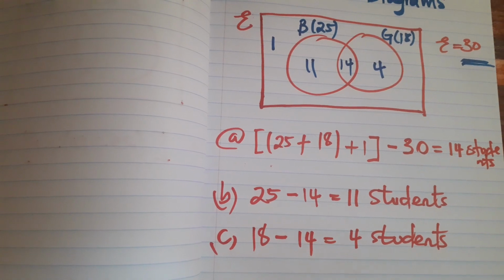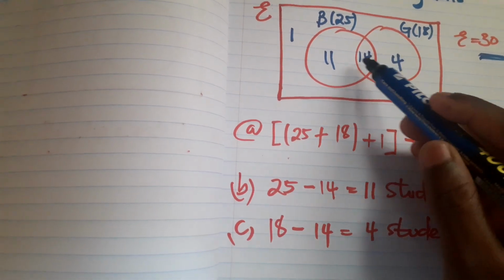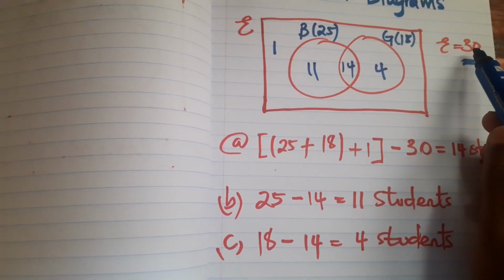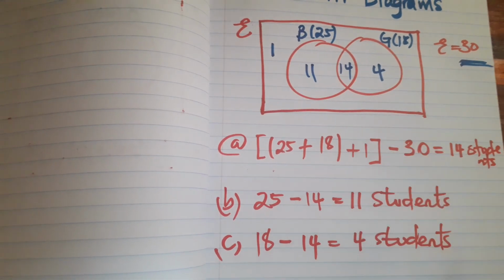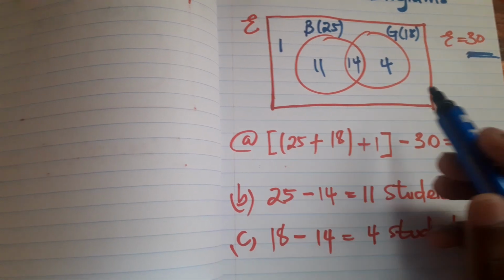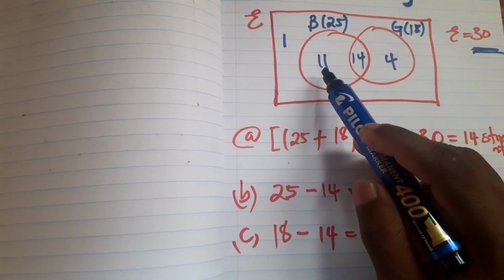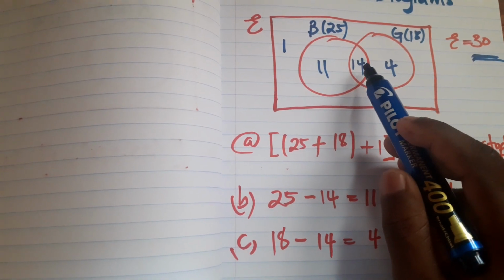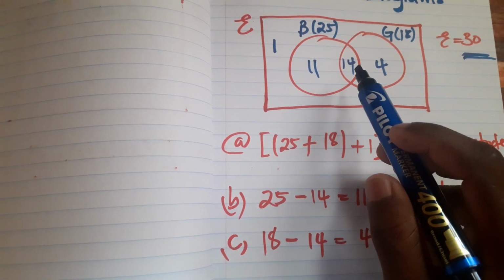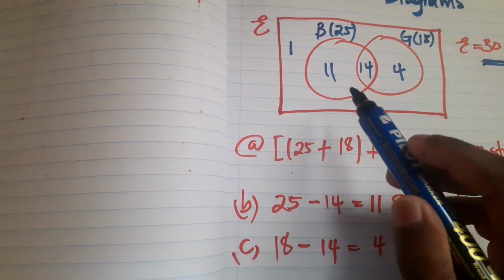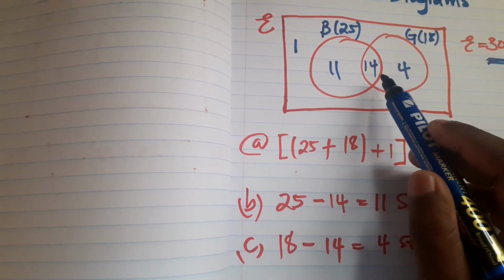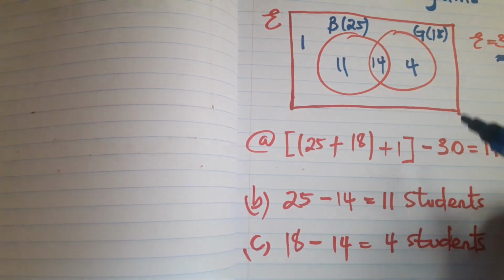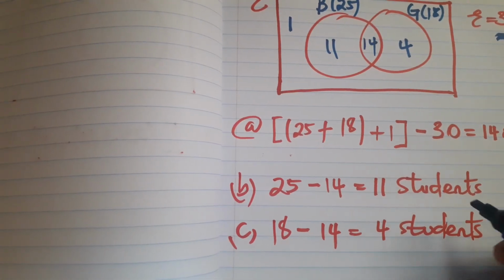Now if we add 4 plus 14 plus 11 plus 1, we should add up to 30. Otherwise, if they don't add up to 30, that means there's something wrong. Sorry, 11 plus 14 is 25, plus 4 is 29, and then plus 1 is 30. That means our answers are correct.